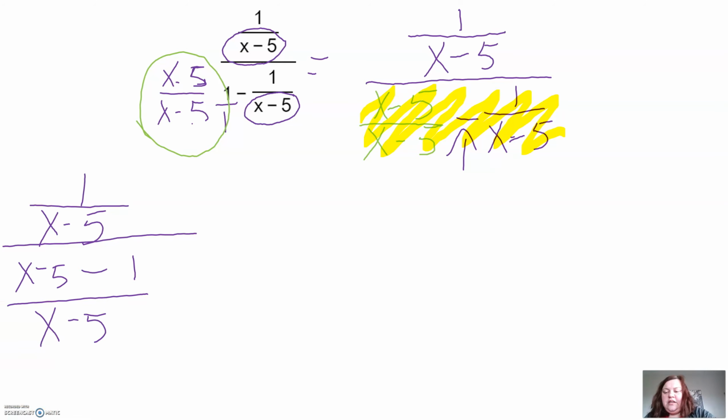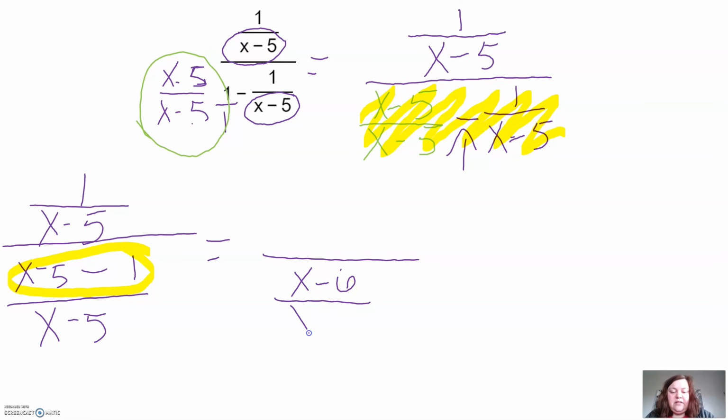Now this portion right here, I could simplify. Now if I go to simplify that, that's going to be x minus 6. Minus 5 minus 1 is minus 6. And that's all over x minus 5. My numerator is still 1 over x minus 5.